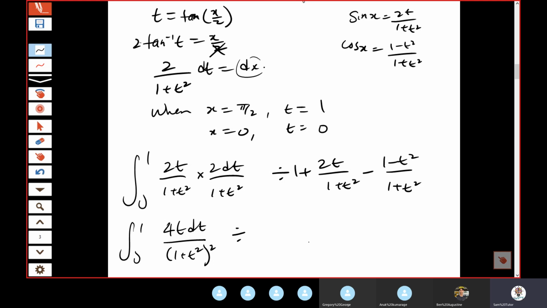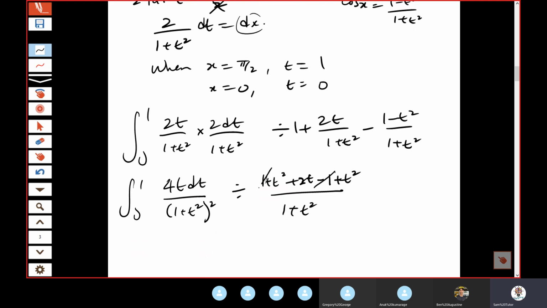Divide, make it a common denominator, so it's all over 1 plus t squared. At the top you've got to multiply by the 1. So 1 plus t squared plus 2t minus 1 plus t squared, minus 1 plus t squared. You wrote minus 1 minus t squared still. Then this and this cancels.